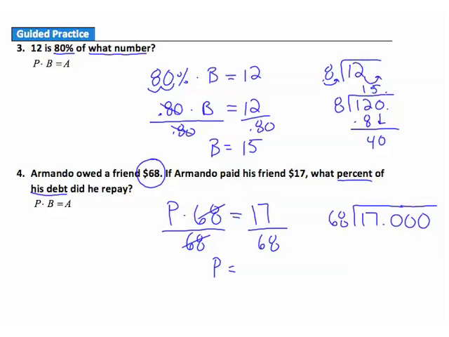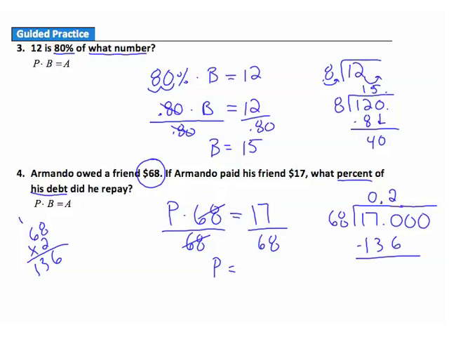68 will not go into 1. It will not go into 7. But it will go into 170. So 170, I'm thinking 2 times. Let's go off on some scratch work over here on the left. So 68 times 2. 2 times 8 is 16. Carry the 1. 2 times 6 is 12, plus 1 is 13, so we get 136.